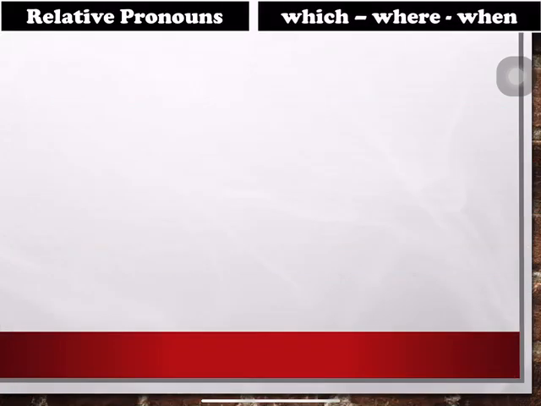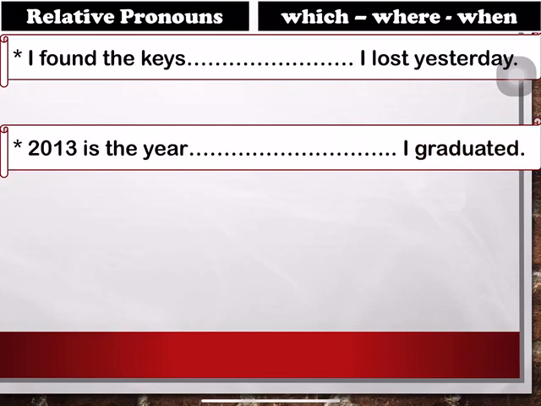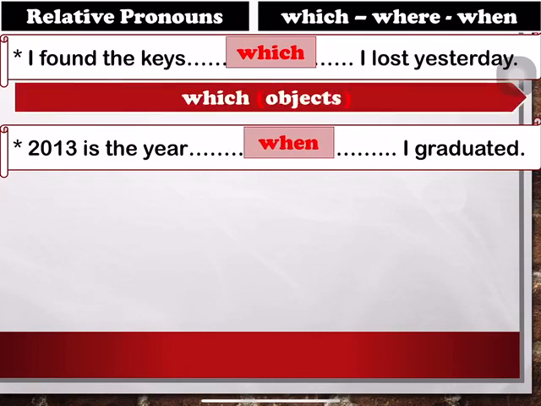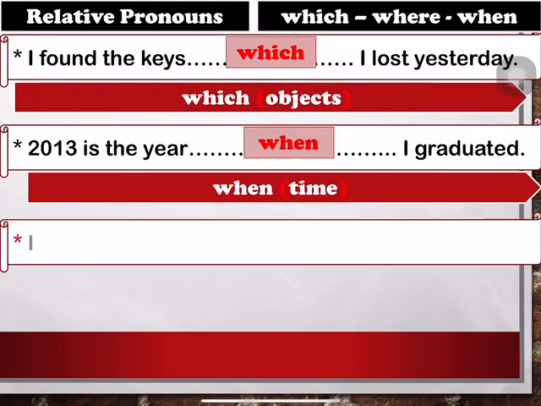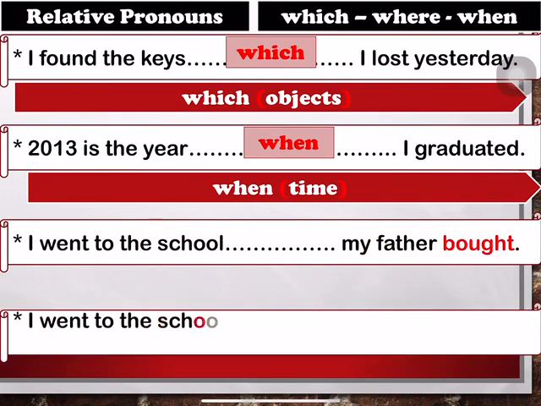How can I differentiate between which, where, and when? I found the keys which I lost yesterday. 2013 is the year when I graduated. So, in the first one here, we are talking about keys, which is an object. So, we use which. And here it's a time, so I use when. So which is used for objects and when is used for time. But we said that we use which and where also for places. So how can I differentiate between them?